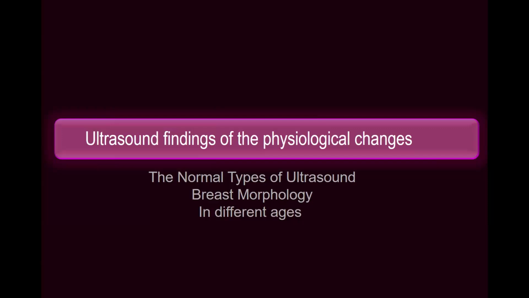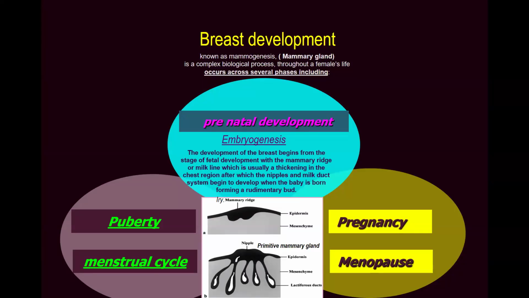So today we are going to discuss ultrasound findings of physiological changes and normal types of ultrasound morphology in different ages. As we have mentioned earlier, breast development is a complex process with various phases. Like other organs, it starts intrauterine as a dermal thickening, forming the primary mammary ridge, which involutes and remains only over the chest, influenced by placental hormone to form the primitive mammary gland.